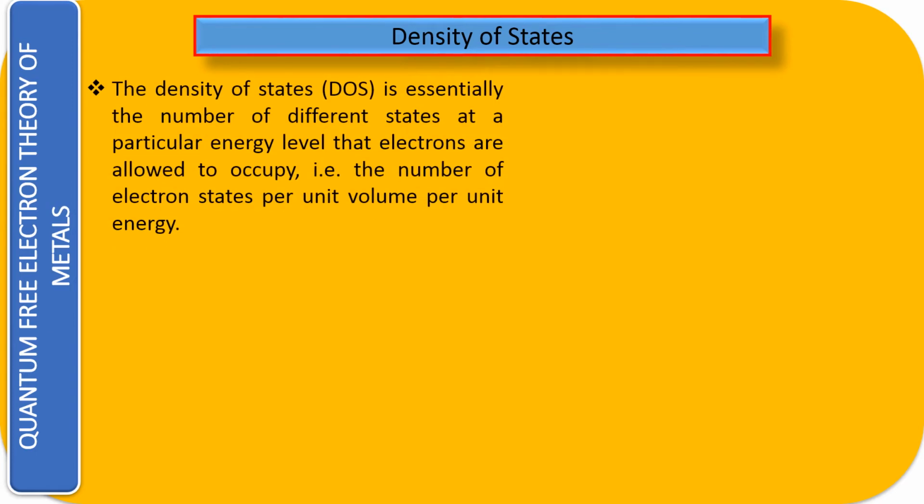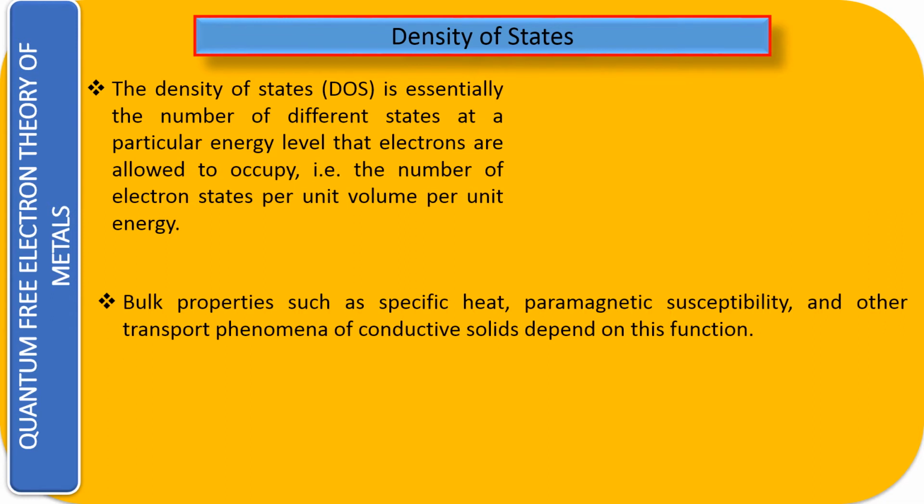Density of states, which we also call DOS, is essentially the number of different states at a particular energy level that electrons are allowed to occupy. That is, the number of electron states per unit volume per unit energy is your density of states. So you should remember this definition as it is. It is a bulk property, and here we have taken 3D solids, right, or whatever the state it is available.